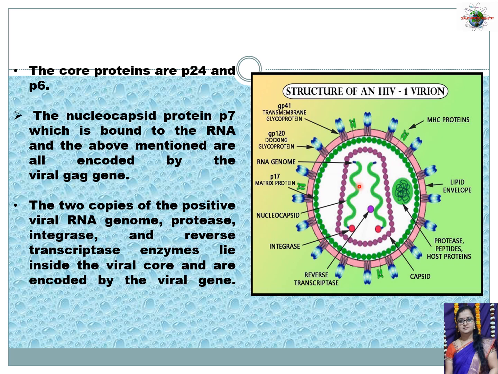The two copies of the positive viral RNA genome, protease, integrase, and reverse transcriptase enzymes lie inside the viral core. This is the viral core, and the protease, RNA genome, integrase, and reverse transcriptase enzymes lie inside the viral core and are encoded by the viral gene.